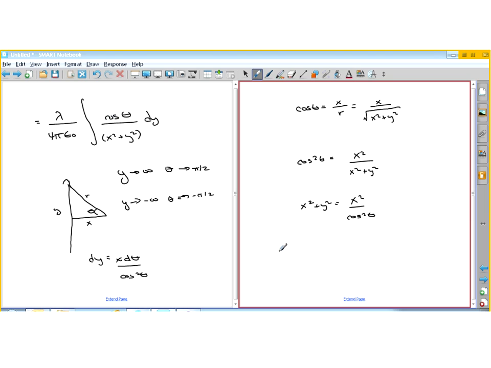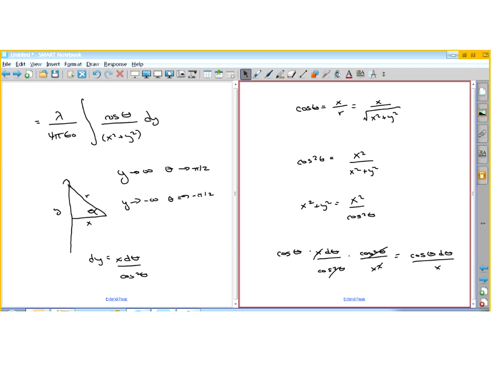So we plug all these things in here, you get the cosine of theta times dy, which is x d theta divided by the cosine squared of theta. And then you divide by this, which is the cosine. You take the reciprocal of that because it's 1 over x squared plus y squared. So you take the reciprocal of that, you get cosine squared theta over x squared. So you see these two cancel out, and this cancels out with one of those. So we end up with the cosine of theta d theta over x.